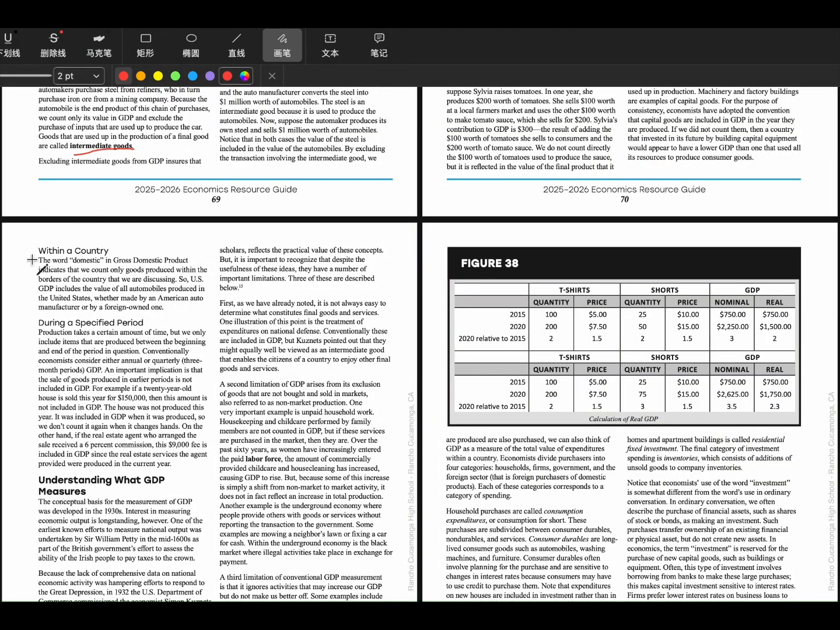And next is within the country. Since this is domestic, the word domestic in gross domestic product shows that it can be only within the country. If you're calculating the US GDP, you can't calculate it using the things that are produced in the UK, unless it's actually imported.